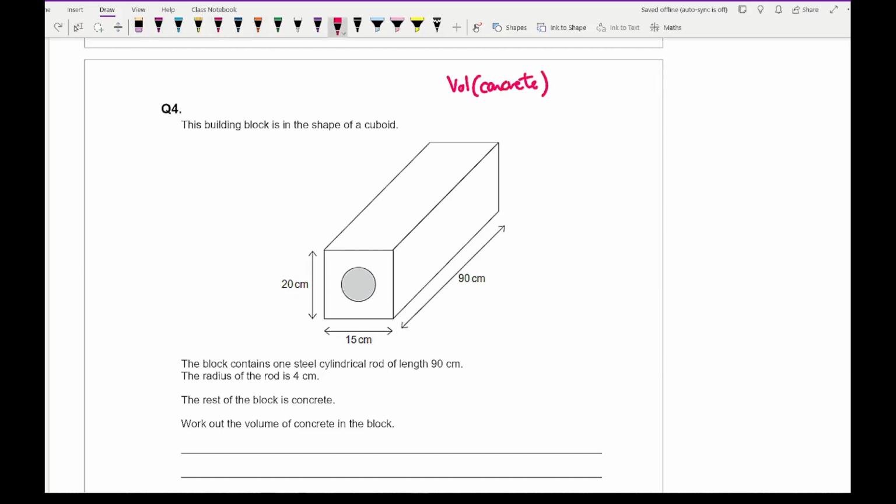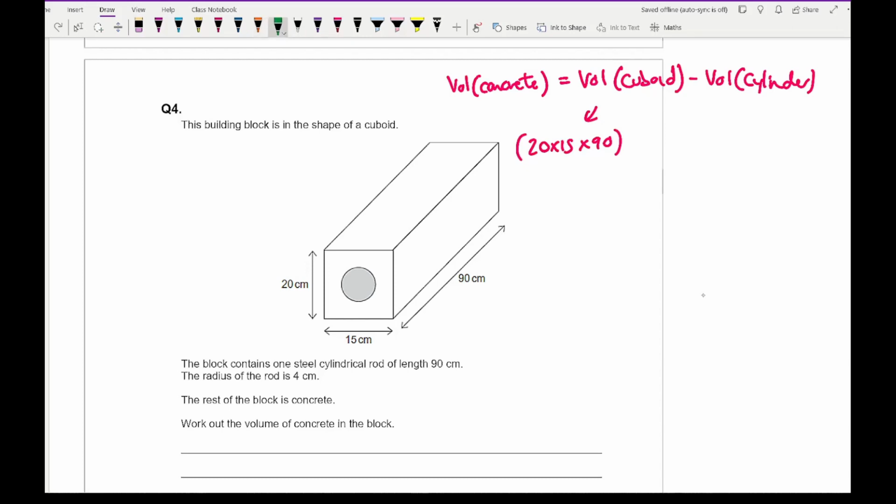So the volume of the concrete is equal to the volume of the cuboid minus the volume of the cylinder. So from this, if we look at the cuboid, well, the volume of the cuboid is going to be 20 multiplied by 15 multiplied by 90. You just want to double check to make sure all the units are the same, in which they are.